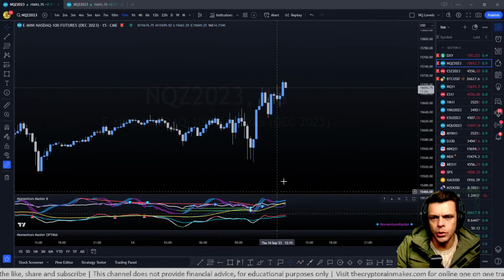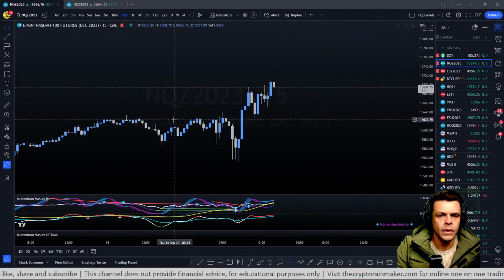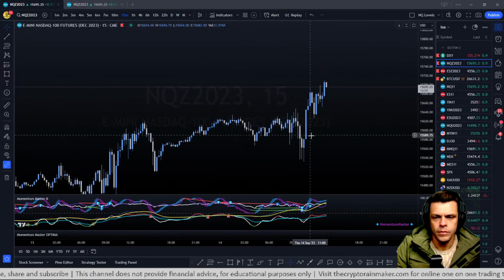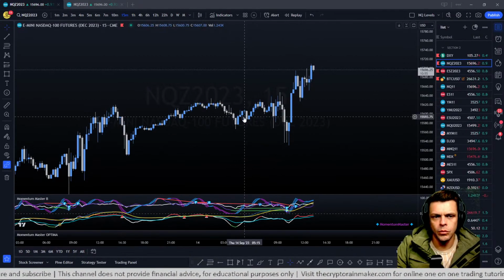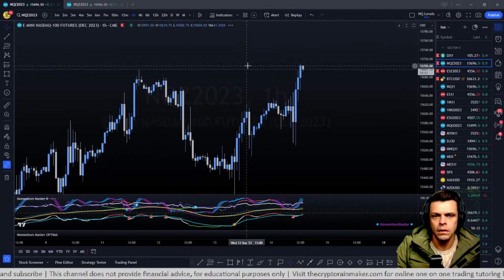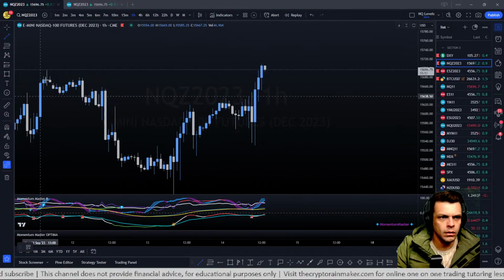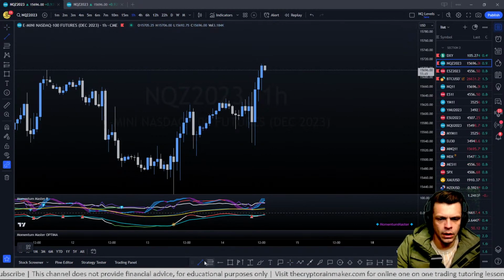This doesn't look too bullish as well. There's a tap into the sell side, move towards the buy side. And like we said, we came into this high.